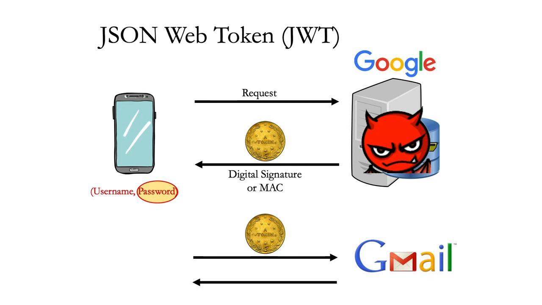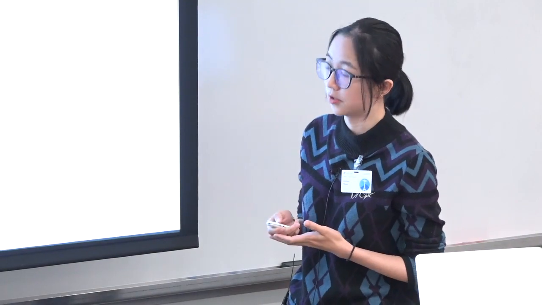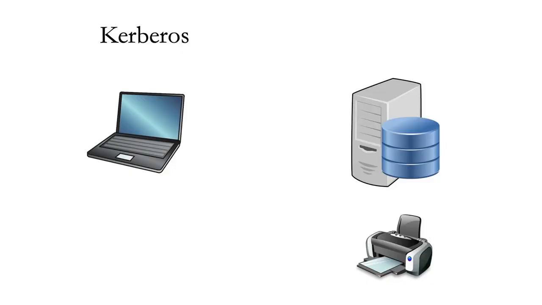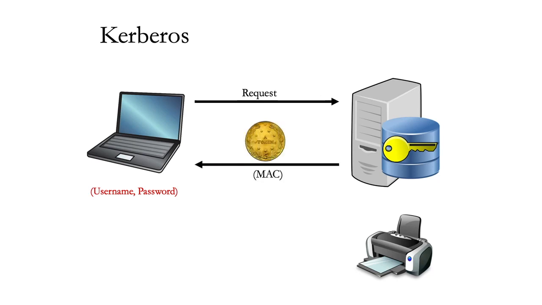And the last example: every day when you come to the office, you log into your account, and then you get access to internal resources like internal websites, printers, and so on. A widely used system is called Kerberos. It's also very similar to before. There are three parties: a server holding a secret key, the user's computer, and internal resources like a printer. When you log into your computer, you're using your username and password to request a token. The server will verify the password is correct and then generate a token. It could be a MAC in this case.